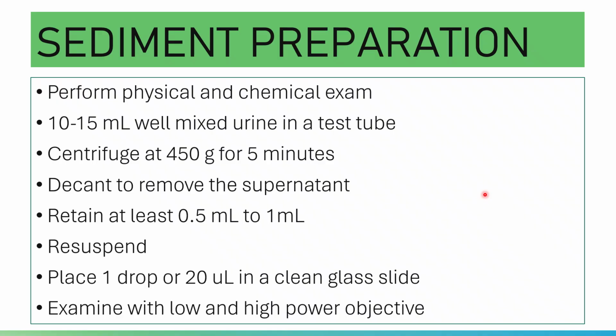For other references, they use 1,500 to 2,000 RPM for 3 to 5 minutes. Anyway, after the 5-minute centrifugation, you decant to remove the supernatant, and you retain at least 0.5 to 1 ml of sediment.